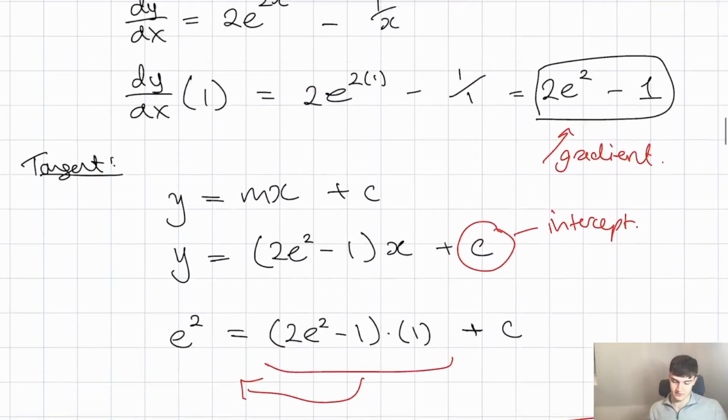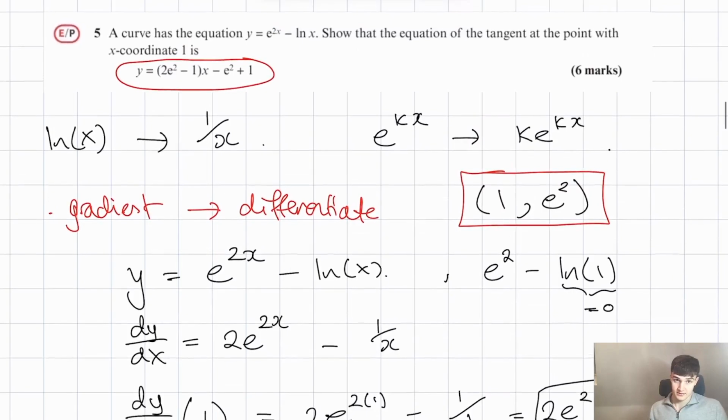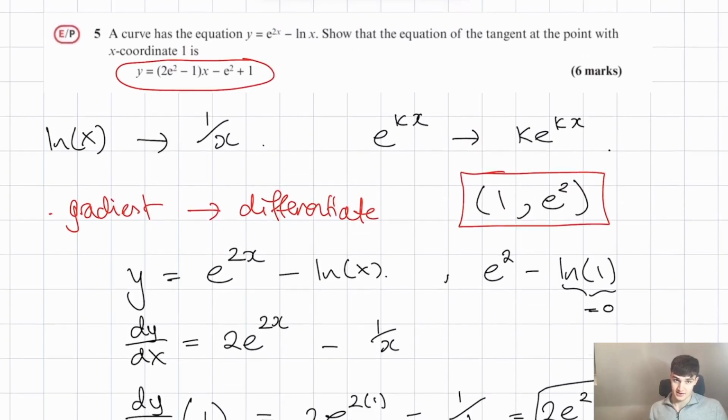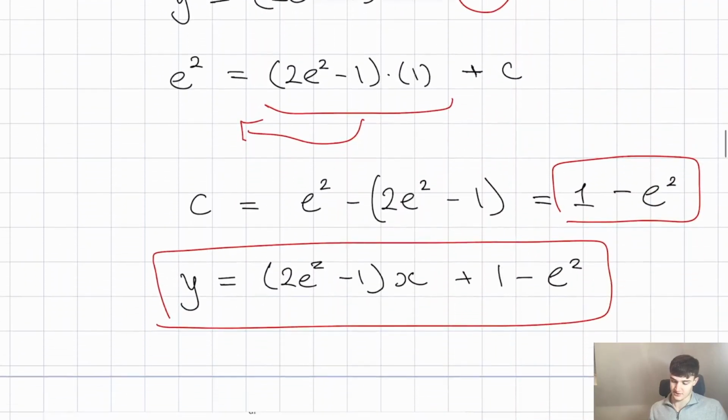Okay, let's just check that was what you wanted. And it is, yeah, I've written it slightly different, but it's exactly the same thing. Okay, great.